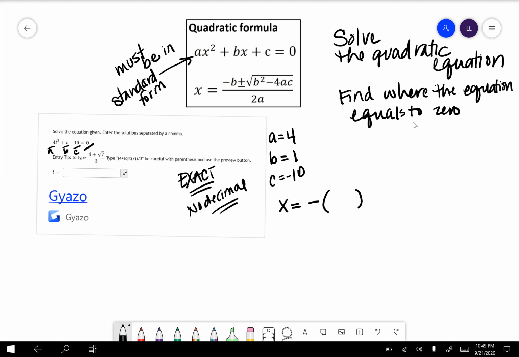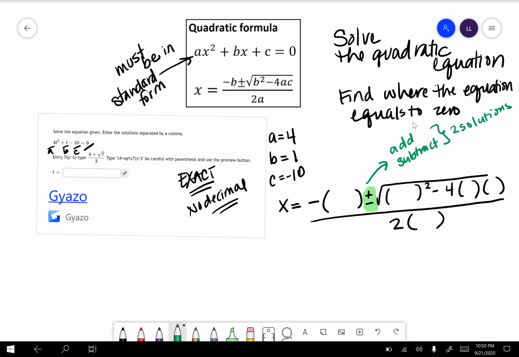Now let's plug the numbers in. B is 1, so everywhere I have a B, I'm going to put the number 1. A is 4, so everywhere I have an A, I'm going to put the number 4. And C is -10, so everywhere I have a C, I'm going to put the number -10. Like I said, Desmos cannot be my very best friend and work out the problem for me, so I'm going to have to work this out by hand. I'm going to have to add and I'm going to have to subtract.